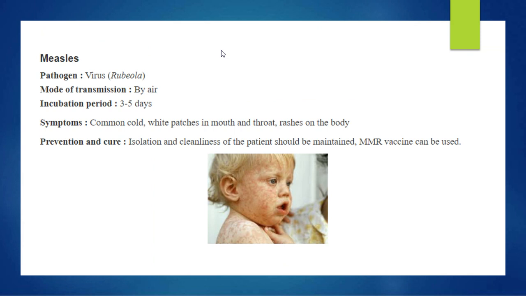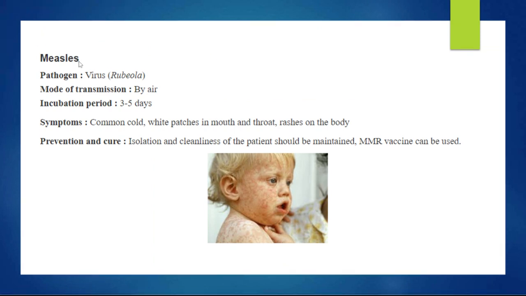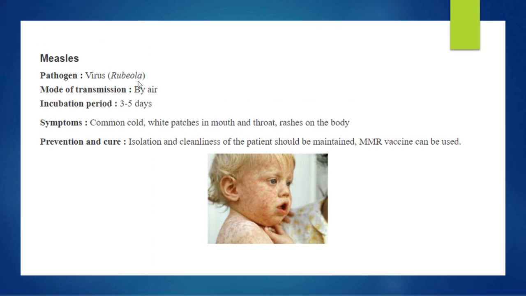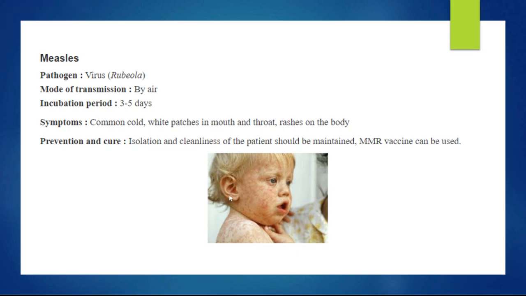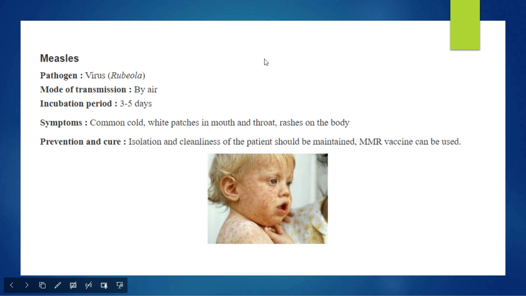So then another pox virus is measles. Measles, the pathogen is the rubella virus. Transmission is by air. The incubation period is 3 to 5 days. Okay, so these are the symptoms. Normally, a common cold occurs. Some patches are present, rashes. The whole body presents rashes. Okay. Yes.